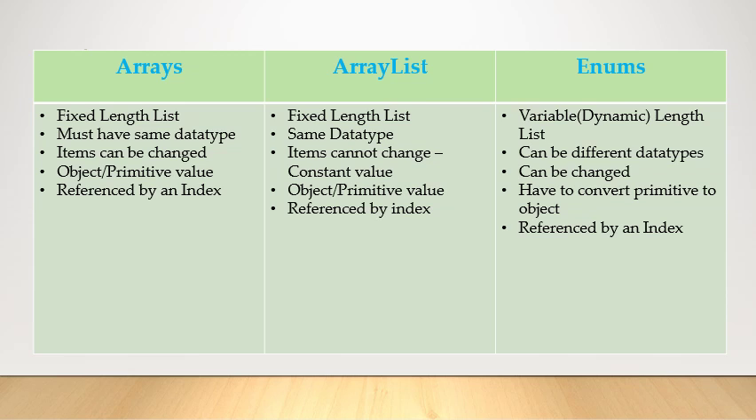Under enums, the variable length lists, they're dynamic, can be different data types. They can be changed, and in order to use objects, you have to convert from primitive to object, and they're referenced by index.